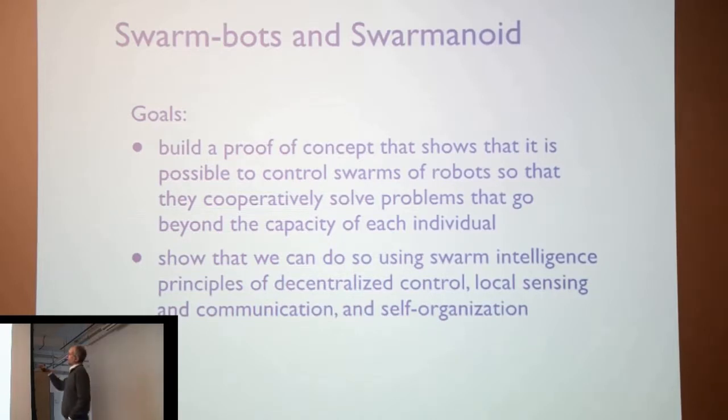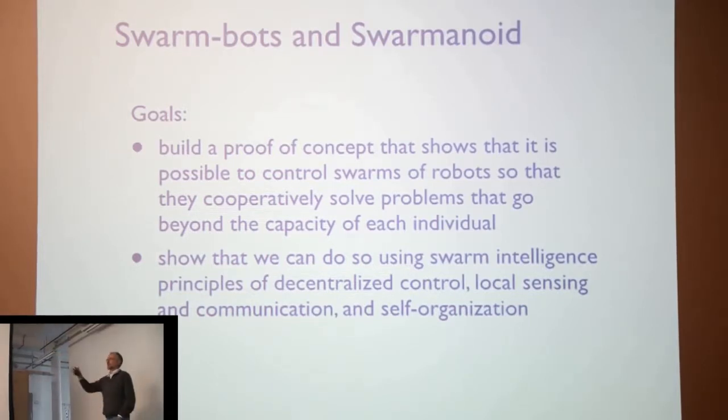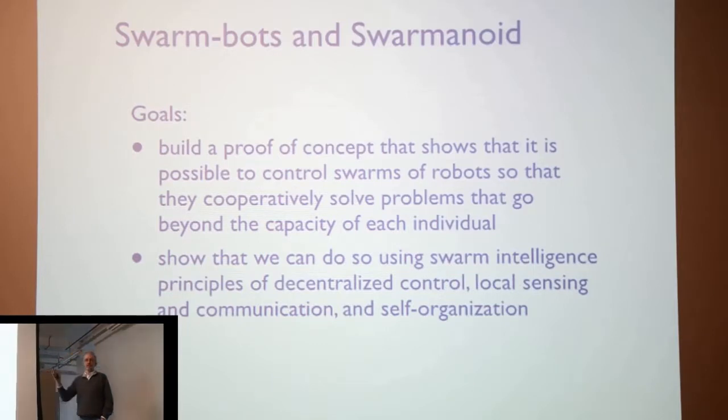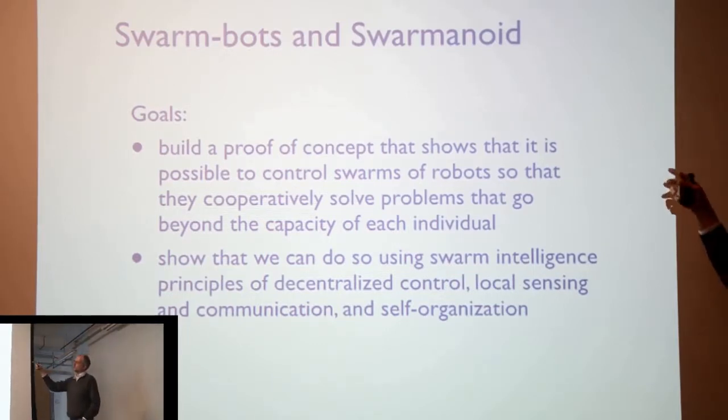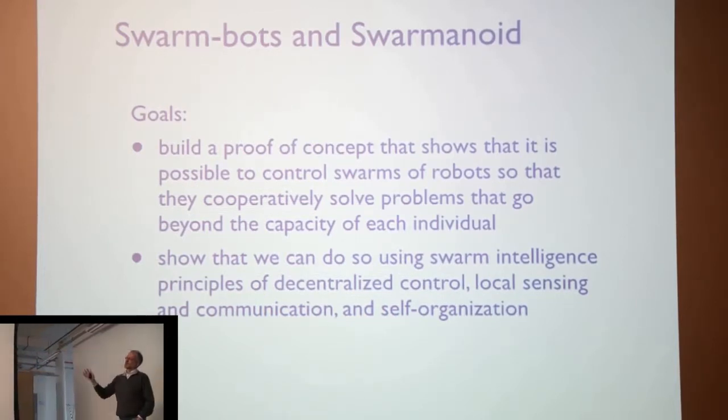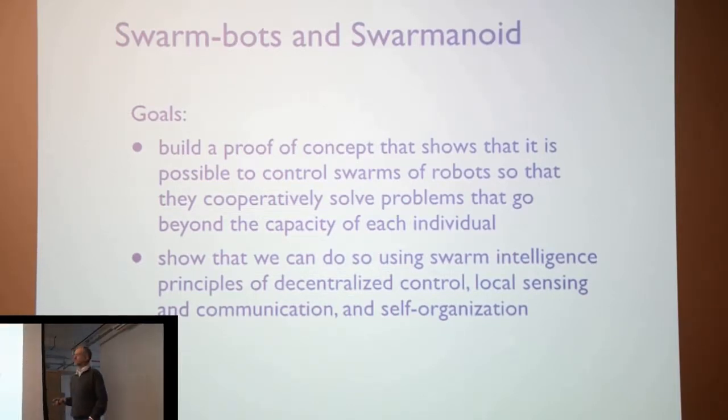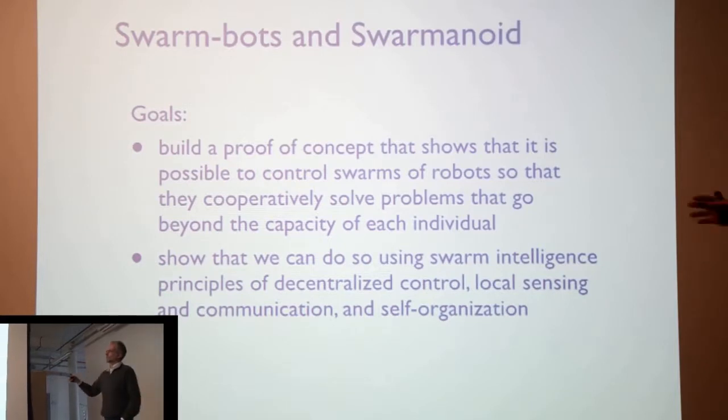So I have coordinated two big European projects called SwarmBots and Swarmanoid that lasted approximately 8 years altogether. When I say big project, the projects were approximately 2.5 million, 2 million GBP each, and involved 4 or 5 European labs and 20, 30 researchers. And the goal in both projects was to build proofs of concept that showed that it was possible to do this cooperation among the robots.